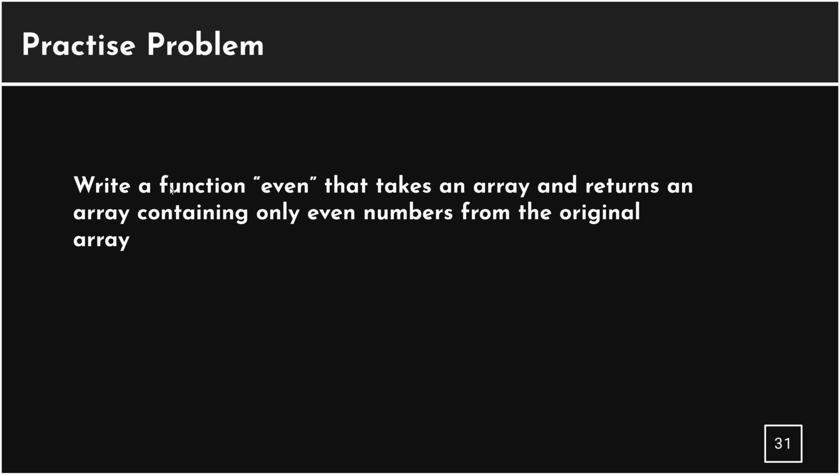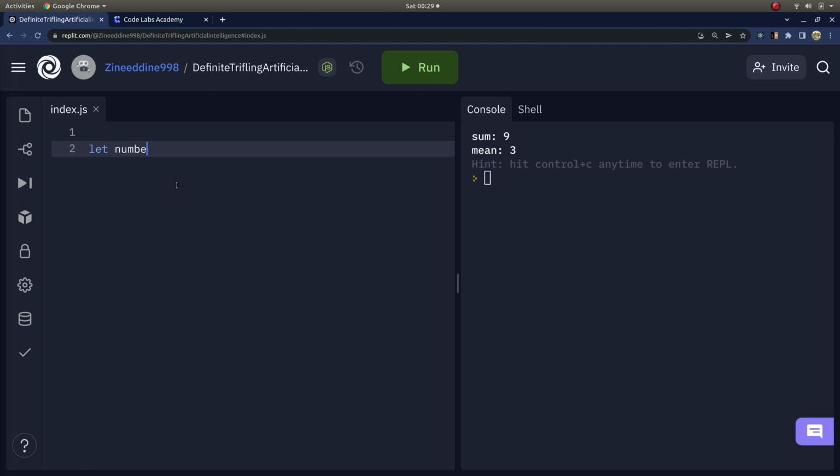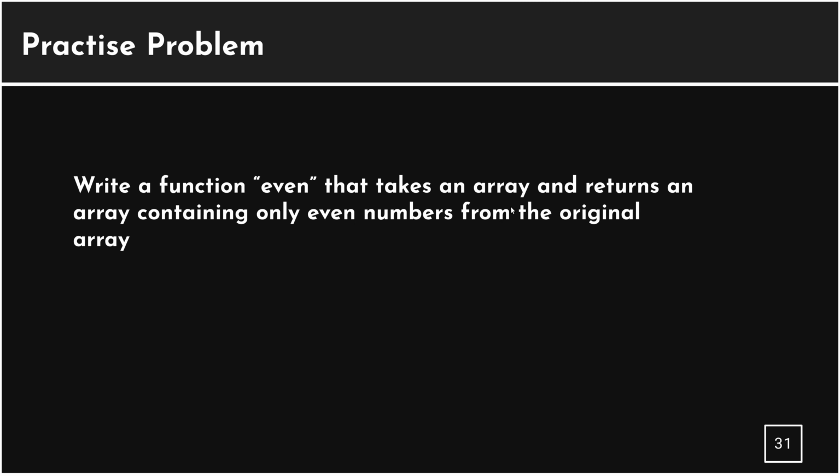For the second example, write a function even that takes an array and returns an array containing only even numbers from the original array. Alright, let's do that. So we have an array that contains multiple values. A number can only be even or odd. So we want to, sorry, just going to check again.